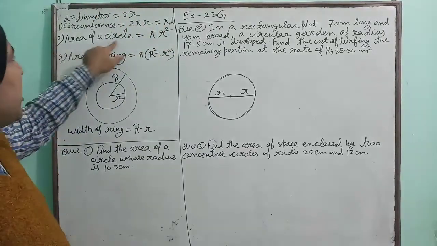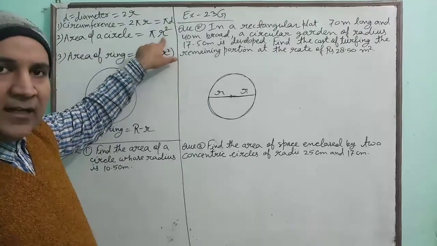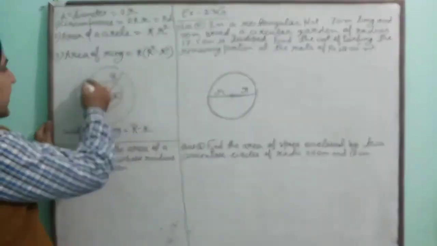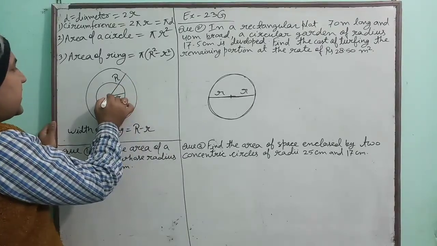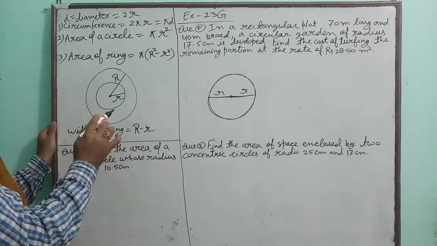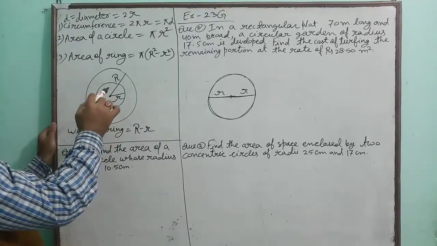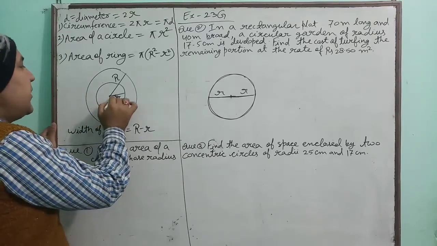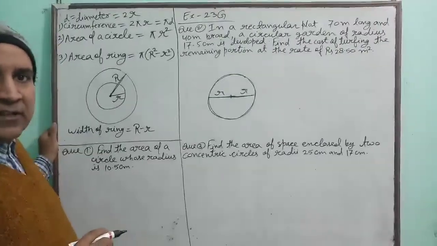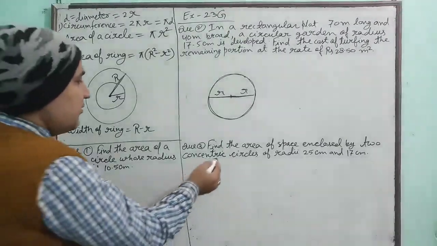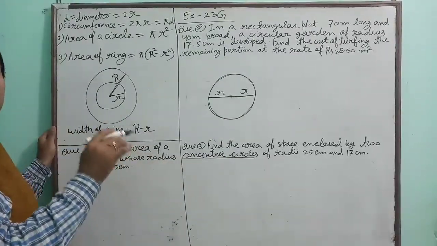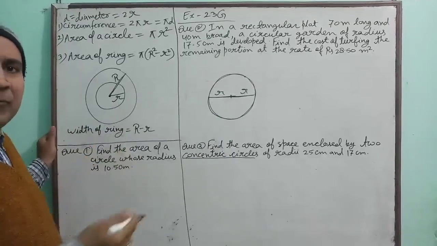Okay? Now, area of a circle is pi into r square, where r is the radius of the circle. But children, if there are two circles having the same center but different radius, then these circles are called concentric circles. What are these called? Concentric circles. See this one. Concentric circles means the circles having the same center and different radius.